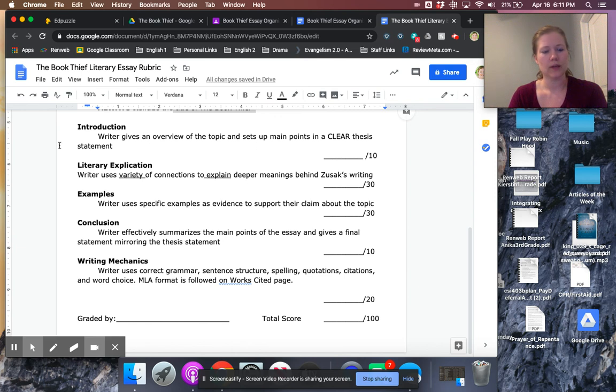And just a quick breakdown, okay? Introduction: you're giving an overview of the topic. You have your main points in a clear thesis statement. Okay, some of you still kind of forget that part. I have to be able to identify that thesis, and it has to be at the end of your introduction. The literary explication, that just means that you're explaining connections from the novel to life in specific ways.